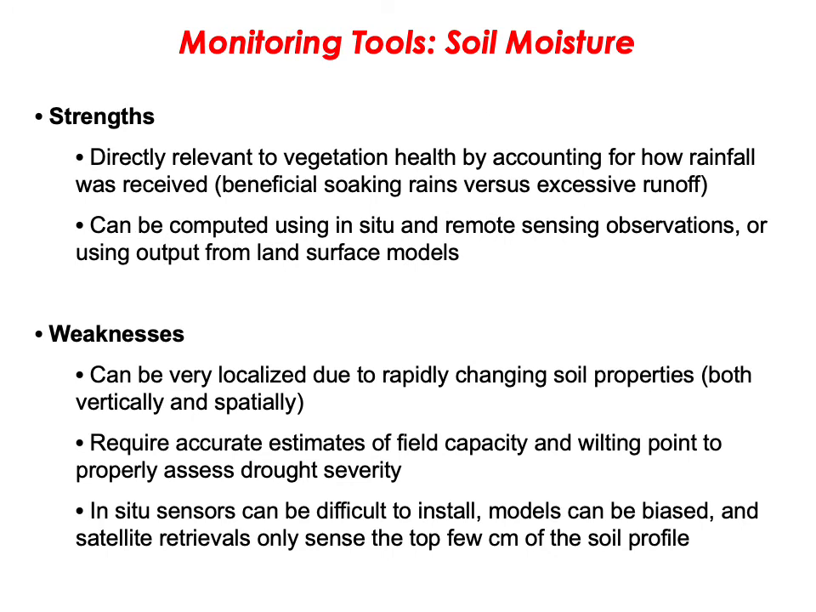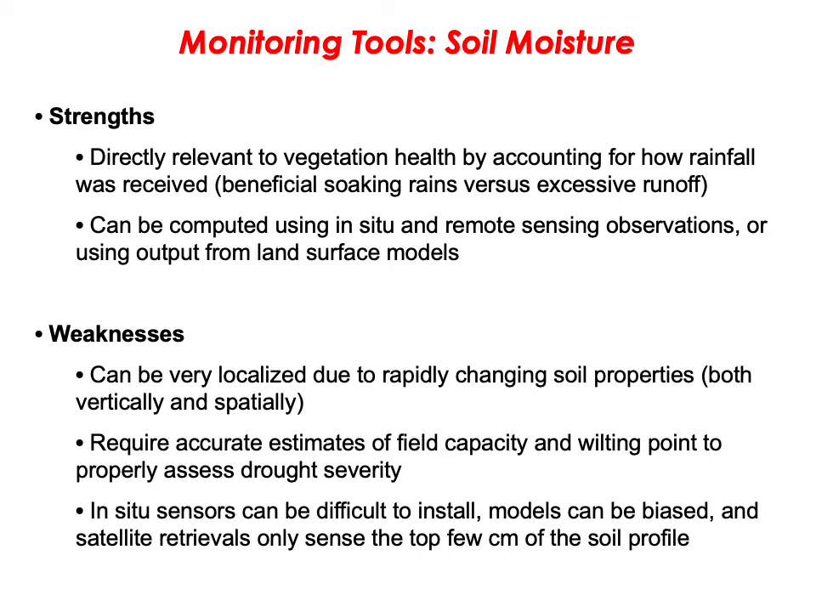So another class of indicators focuses on soil moisture, which is a very important drought indicator due to its relationship to vegetation health. Notable strengths of soil moisture-based indices are that they provide a measure that is directly relevant to vegetation health. They can also be computed from a variety of sources, such as in situ and remote sensing observations, or from output from land surface models and reanalysis data sets.